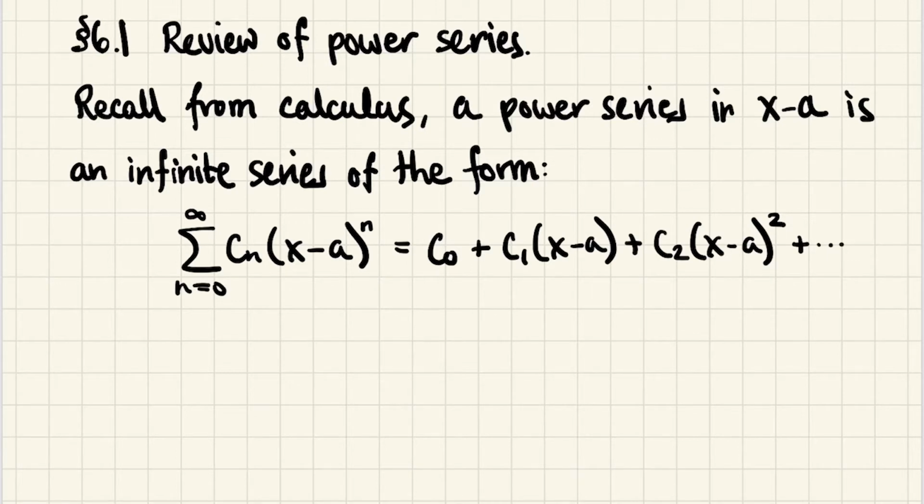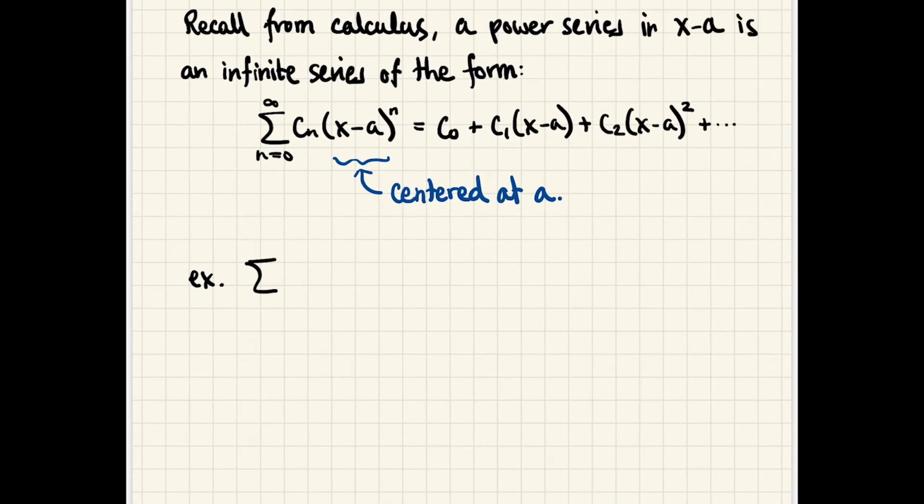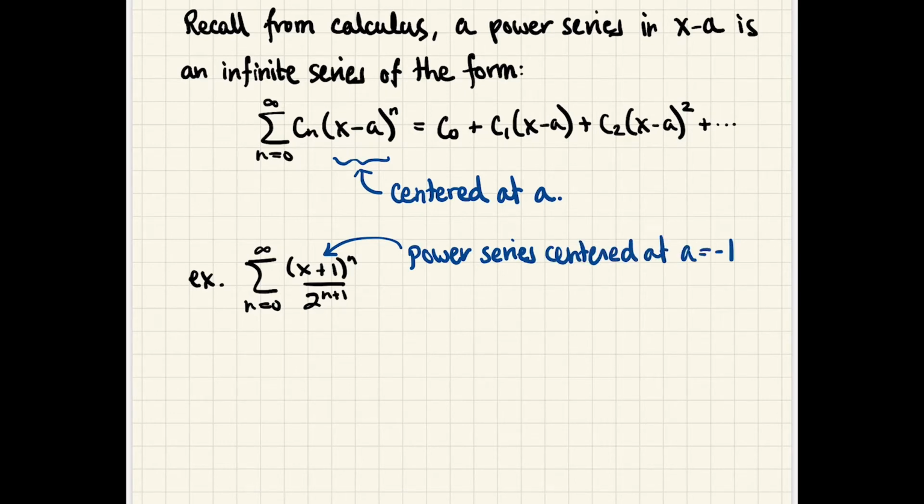Okay, so with this sort of x minus a here, we would say that this is a power series centered at a. As an example, we could have this one here. We can see that this power series is centered at a equals -1. And the c_n of this power series, which is the coefficient of the x minus a raised to a power, would be this part here, in this case 1 over 2 to the n plus 1. So we'd refer to that as the coefficient of the power series.